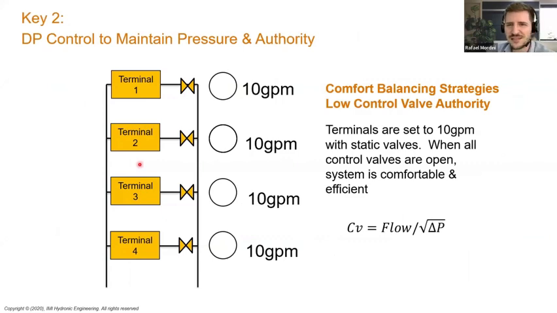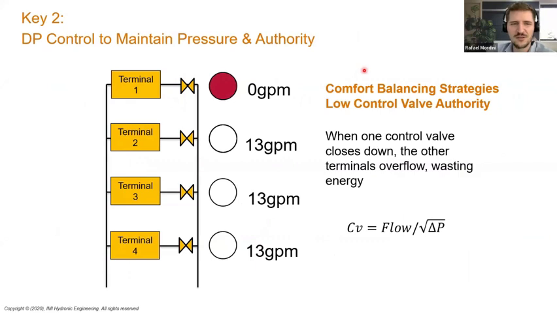Well, now the system is all balanced. As you can see, we have my 4 terminal units, all of them with 10 GPM. Let's put these control valves to work. Let's simulate some low load situations. So I will close one of them. I close the control valve on the terminal 1. I don't know, maybe the person who is in this office here is not there at the moment, so you just close the valve. There's no need for air conditioning here, so you close it.